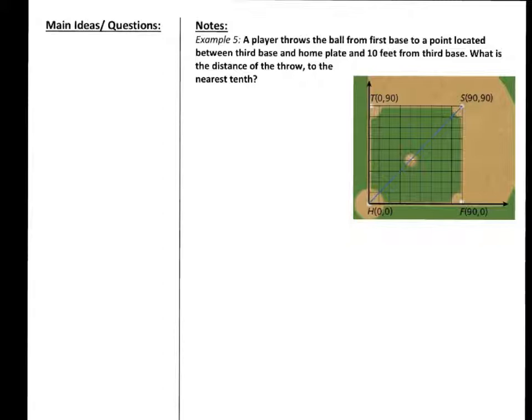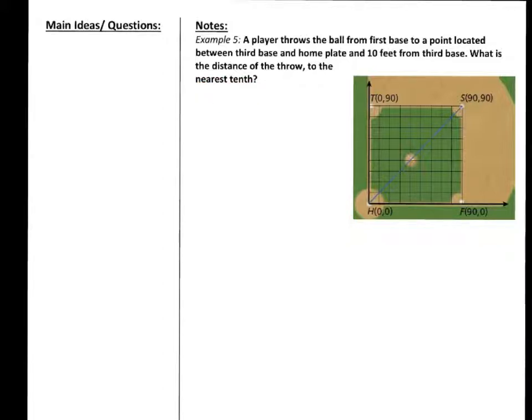Our last problem here is a word problem, but they do give me a diagram, so I'm going to read that and we're going to solve it. So it says a player throws the ball from first base to a point located between third base and home plate and 10 feet from third base. What is the distance of the throw to the nearest tenth?